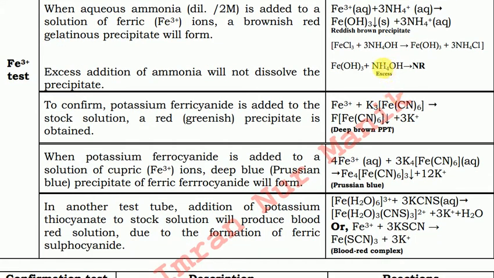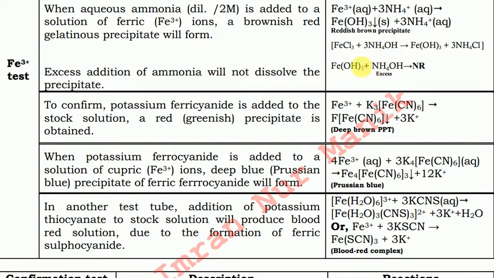Then we have to take another sample solution, and in that sample solution we have to add ammonium hydroxide. If ammonium hydroxide addition produces reddish brown PPT, this will also indicate the presence of ferric ion, and excess addition of ammonium hydroxide will also not solubilize the PPT.